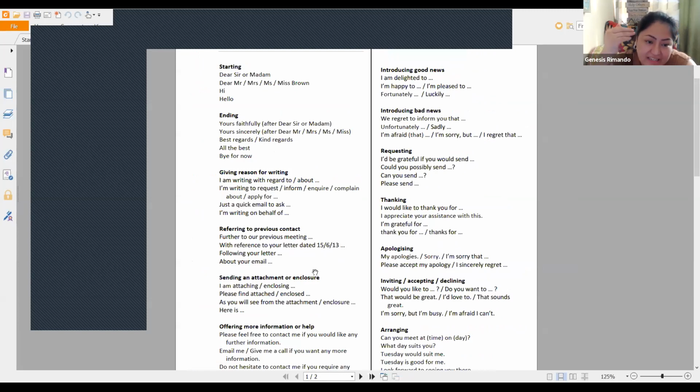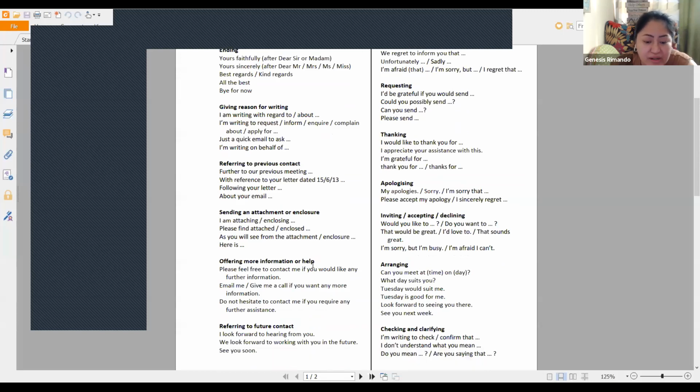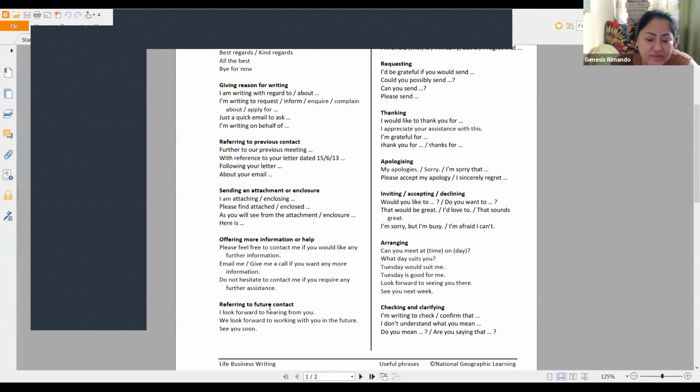When you want to send an attachment, you say, I am attaching. That's more formal. The more personal one is, here is. Again, this is more formal, and when you go down, it becomes less formal. If you want to offer more information or help, you write, please feel free to contact me. If you want to refer to a future contact, I look forward to hearing from you.